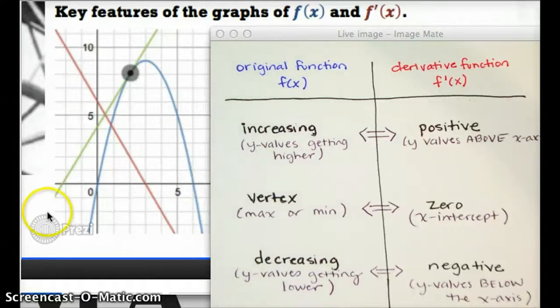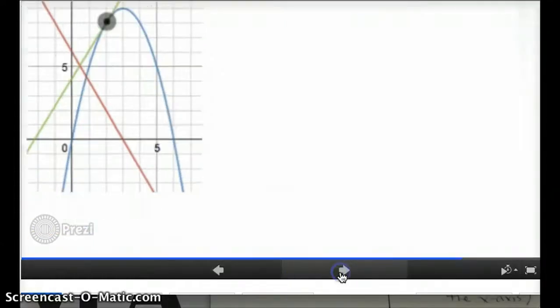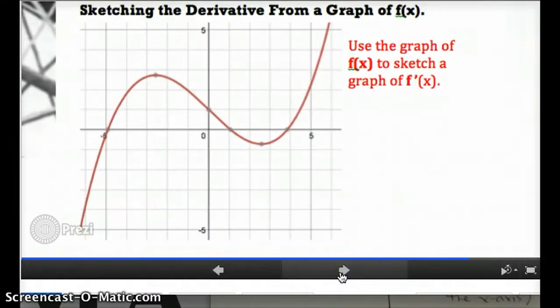So we'll start by using the original function to sketch the equation of a derivative function. You've got a cubic here, normal looking function, pretty simple. We're going to use this to sketch the graph of f prime. Now, notice we don't have an equation, so we can't just calculate what the derivative is and graph it. We're going to have to use some information and some estimates based on the slope.